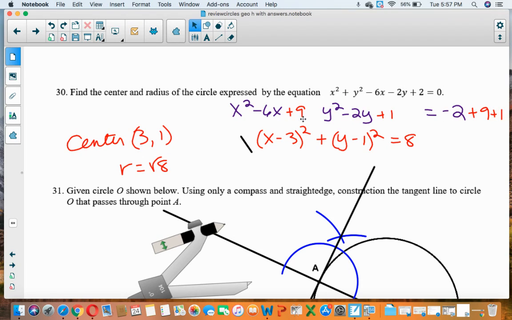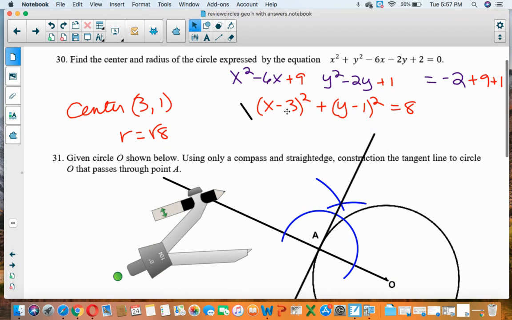This is now a trinomial. It's a perfect square. It factors to x minus 3 and x minus 3, but I write it as x minus 3 squared. This trinomial here is, again, a perfect square. It factors to y minus 1 and y minus 1. I write it as y minus 1 squared. This circle is now in standard form. Remember, my center is the opposite sign, +3, +1. And this is my radius squared, so the radius is the square root of 8.